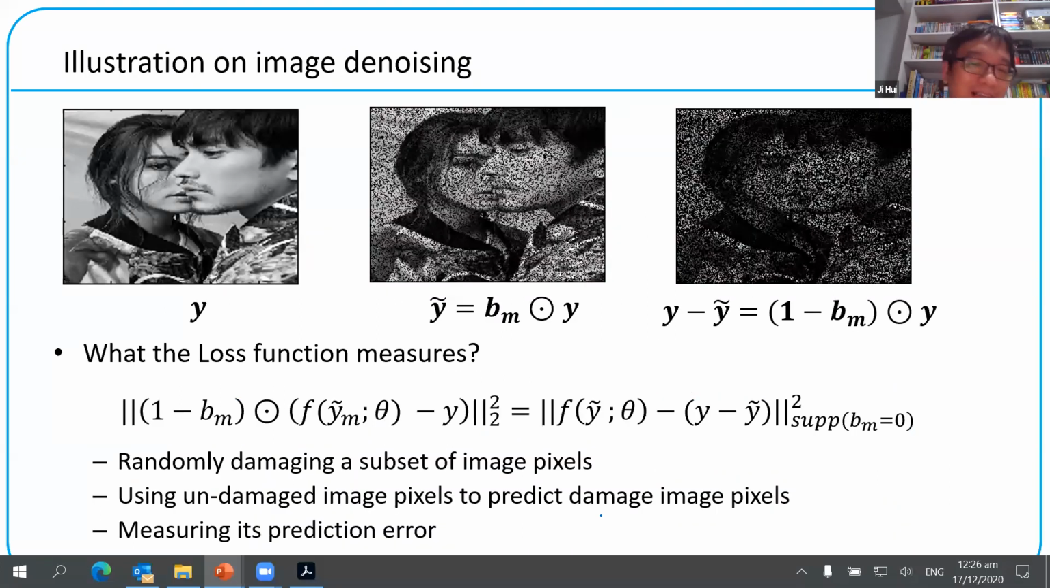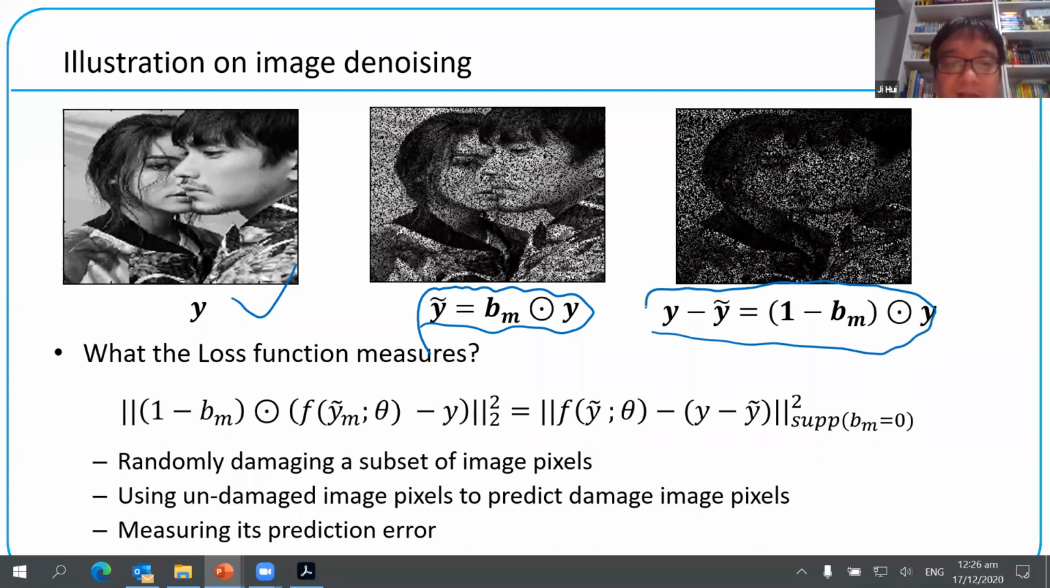Here I show you what exactly we are doing. If I consider a noisy image y, I first damage certain pixels. Here you can see the black spots are the damaged pixels, and these are not damaged. Then what this loss function is doing is using the undamaged image pixels to predict the damaged image pixels and measuring the prediction errors. You randomly select a subset, use the selected ones to predict the unselected ones, or vice versa. That's how it is.